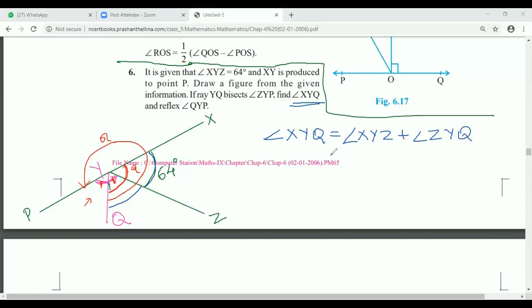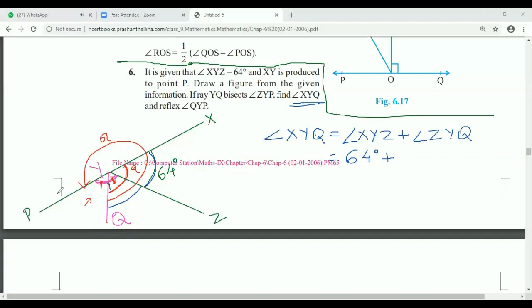The value of XYZ is known. So angle XYZ is equal to 64 degrees. That is from the question. Plus angle ZYQ, we don't know. What is the measurement of angle ZYQ? We don't know. But we know one thing: YQ is a bisector. So YQ is actually dividing angle PYZ into two equal parts.